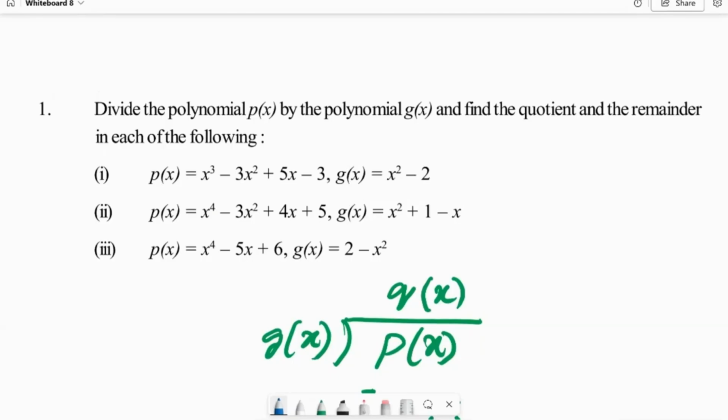First question of exercise 3.4. We need to divide a polynomial p of x by another polynomial g of x and find the quotient and remainder of the following.